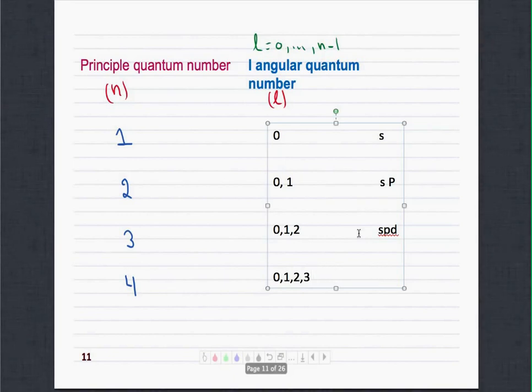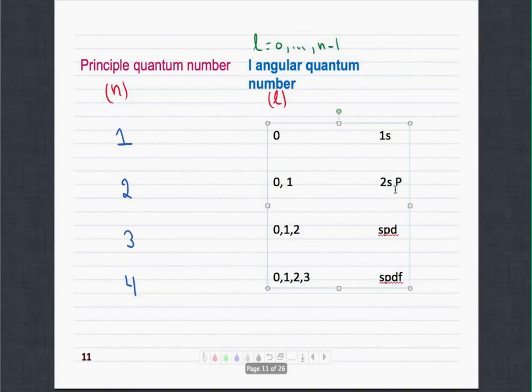Now let's go to n equal 3. The value of L can be any value from 0 to n minus 1. N minus 1 in this case equals 2. So it can be 0, 1, and 2. So L equals 0 corresponds to an S. I'm in the third shell, so it is 3S. L equal 1 corresponds to P, that means there is a P in n equals 3. And L equal 2 corresponds to a D, so it is 3D.